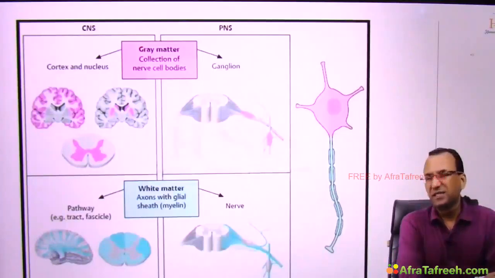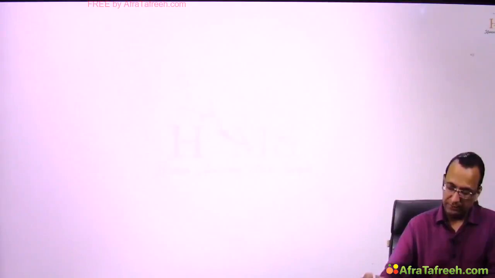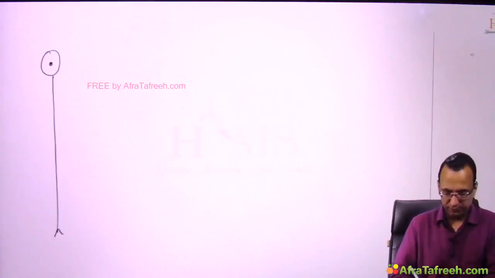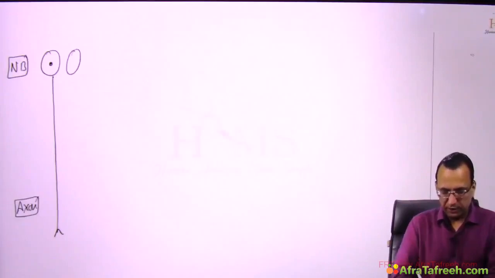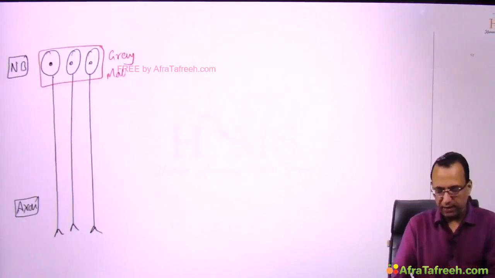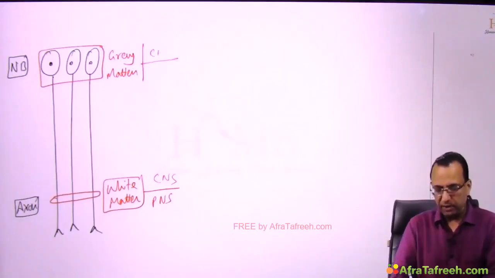Let us write this down ourselves also. As you are talking about the details, you'll find that we have a neuron body here, and an axon. This is a neuron body and axon. Now you will look at a collection of neuron bodies and axons. The collection of the neuron bodies will be called the gray matter, and the collection of axons will be called the white matter. This white matter can be in the CNS or PNS. Similarly, the gray matter can be in the CNS or PNS.